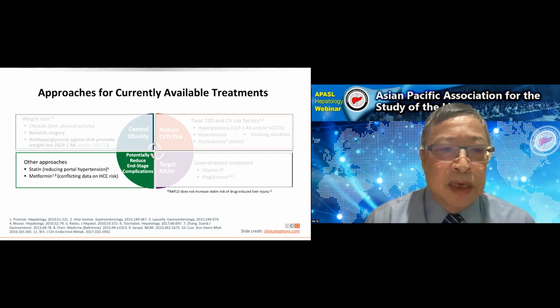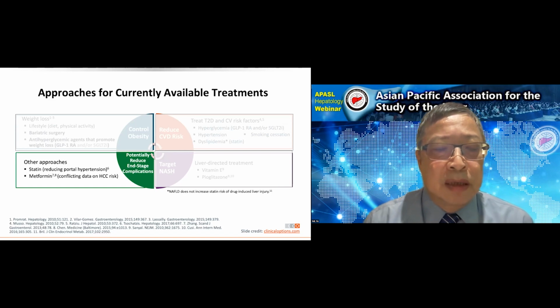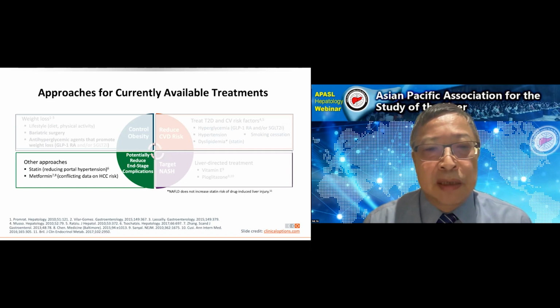There are many animal models and some small-scale human cohorts that demonstrated that statin could reduce the risk of portal hypertension, or reduce the degree of portal hypertension. For metformin, there are complete data on the HCC risk, especially in patients with hepatic cirrhosis.